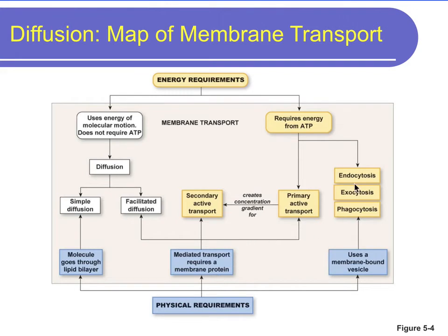Then we have endocytosis, exocytosis, phagocytosis. ATP is required for all of these types of movements, and we use vesicles. So endocytosis is when we're going to bring something into the cell. Exocytosis is where we're going to release something from the cell out into the extracellular fluid. And then phagocytosis, think of your immune cells phagocytosing, or eating.